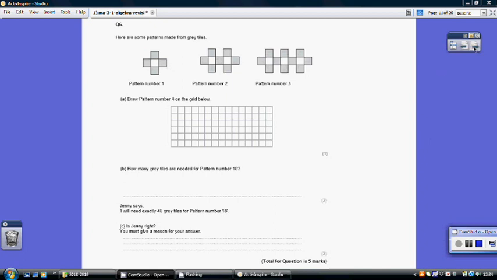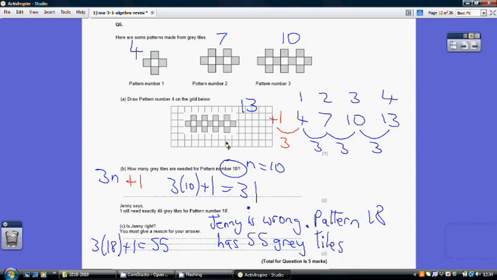Question number 6. So here's the next pattern. We're going to have 1, 2, 3, 4 rows and then the extra one on the end. So that's what our pattern's going to look like. So how many grey tiles are needed for pattern number 10?